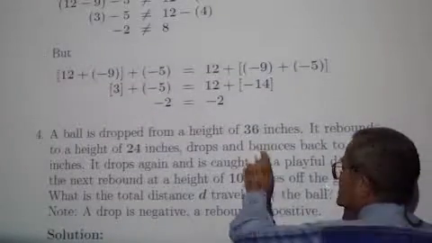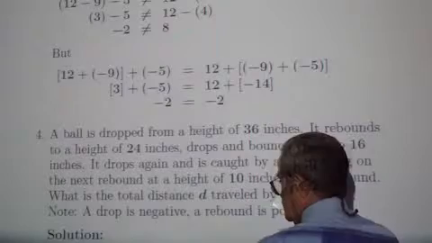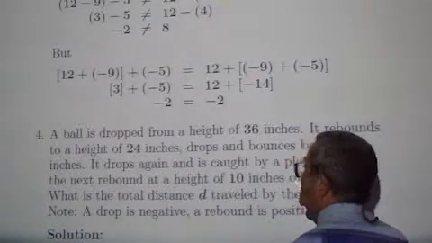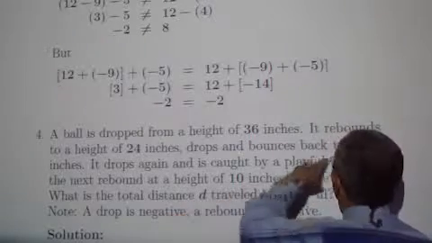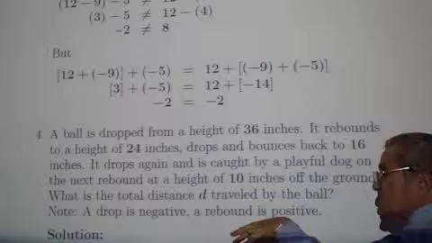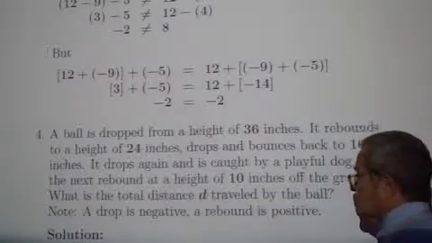You were at 36 inches. So you're down on the floor, you come back 24, you go back 24 down, you come back 16, I think, right there, and you go down 16, and then you go up 10, and that's the end of it. The ball disappears.